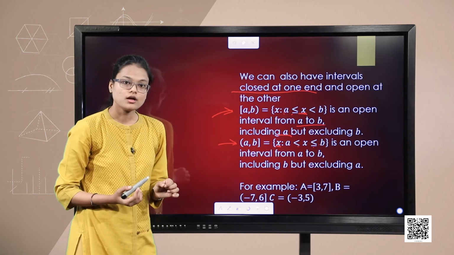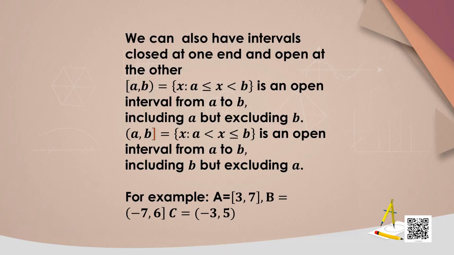So, whenever a point is included in the interval, a square bracket will be used, and whenever the element is not included, we will use a curved bracket.